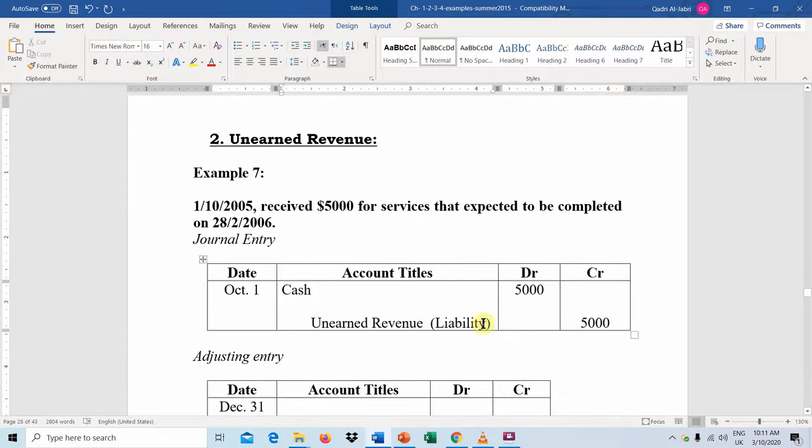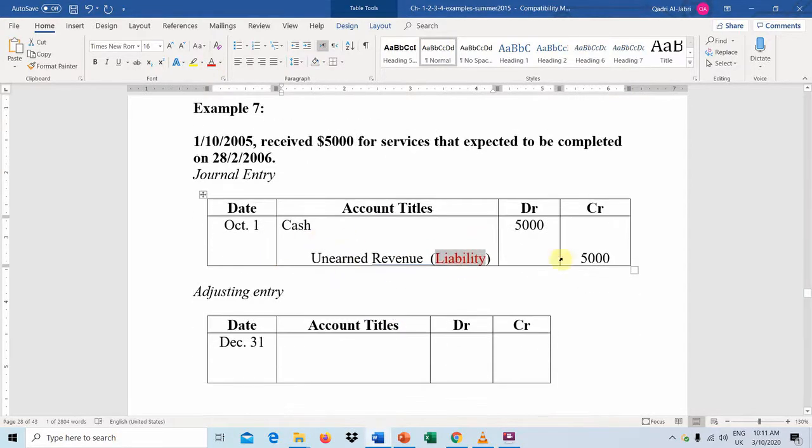Okay, so why do we record it as a liability? Simply, here we cannot record revenue because we did not perform services. We received the amount in advance, so we did not provide services yet. So we have an obligation now to provide services in the future by this amount, which is 5,000.